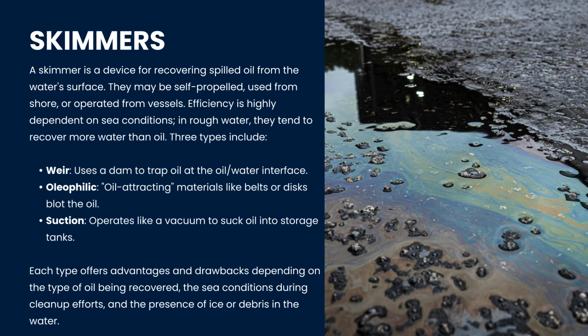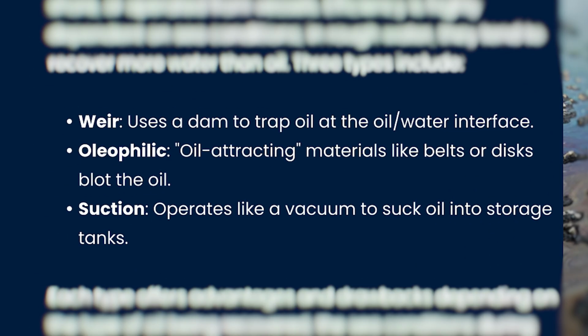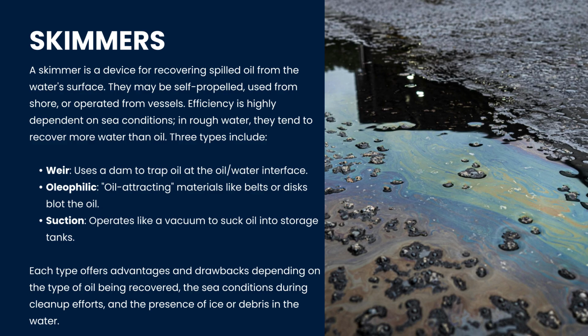Skimmers are devices used to remove oil from the water's surface. They can be operated from boats, shorelines, or as self-propelled systems. Their effectiveness depends on environmental conditions, particularly wave activity. There are 3 main types of skimmers. Weir skimmers collect oil using a barrier at the water's surface. Oleophilic skimmers use oil-attracting materials to remove oil, and suction skimmers vacuum oil into storage tanks. Each type has advantages and limitations depending on the situation.